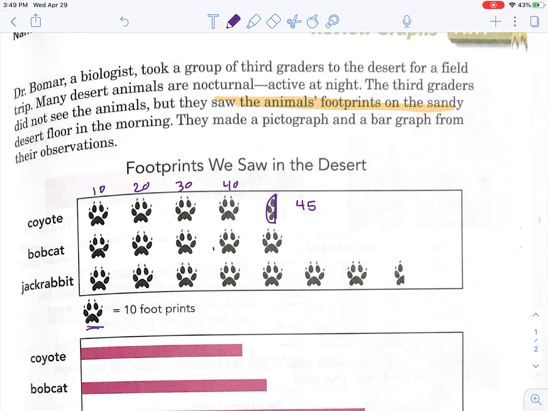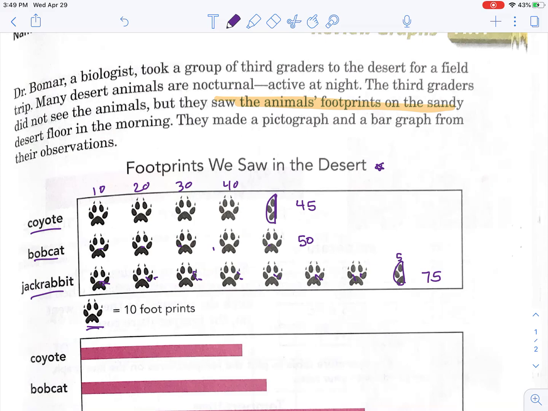Well, let's look at this one. We have 10, 20, 30, 40, 50 bobcat. And then let's look, 10, 20, 30, 40, 50, 60, 70, plus another half of 10. That equals 5. So that would be 75. Do you see that? And 75 what? Jackrabbit prints. 50 bobcat prints. 45 coyote prints. Where? The ones that they saw in the desert.